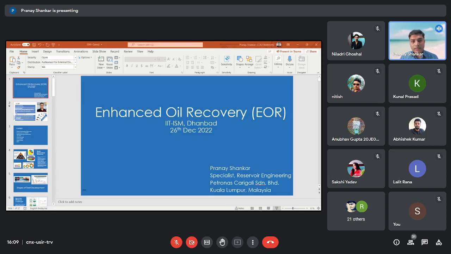But what I will be presenting to you is the thinking, or how the industry proceeds with any EOR project. So you can say it will be all about a practical approach towards EOR projects and their implementation.